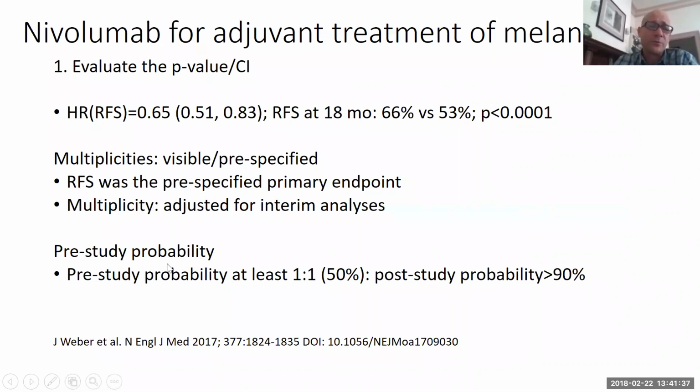Then if we look at the pre-study probability, the pre-study probability is at least 50%. So we know that nivolumab works in the setting of metastatic melanoma, and this is just moving it up the treatment algorithm to use it in the adjuvant setting. So 50% probably about right. Most medicines that work in the metastatic setting will also work in the adjuvant setting.